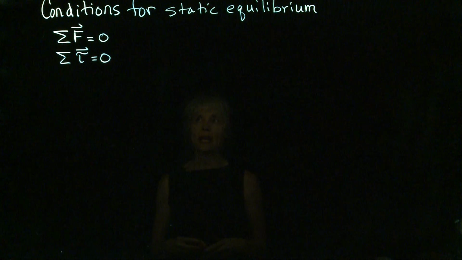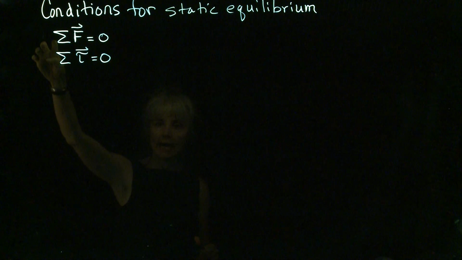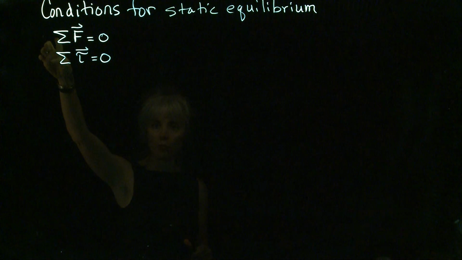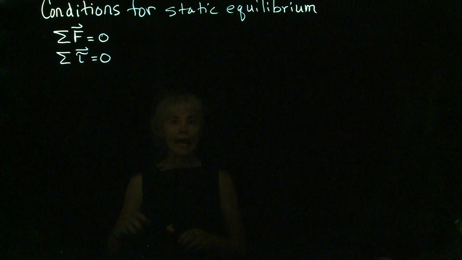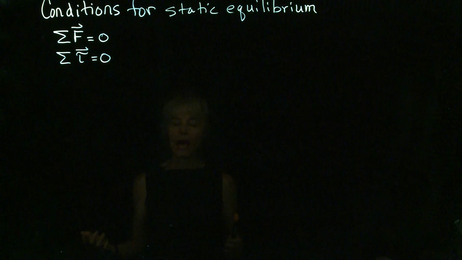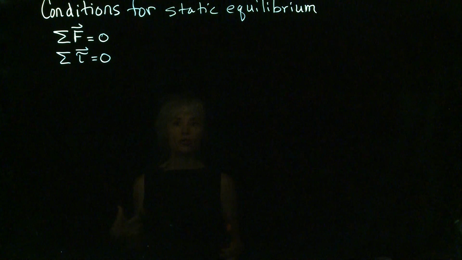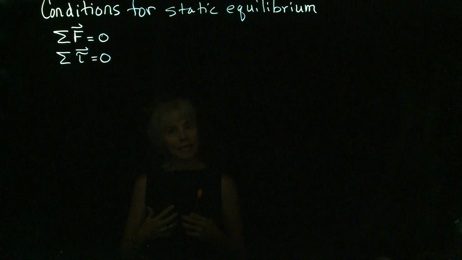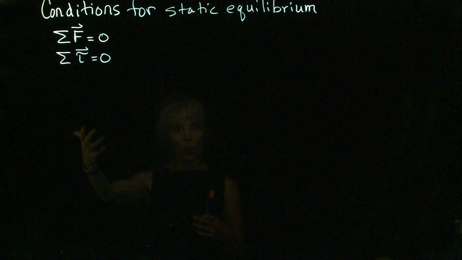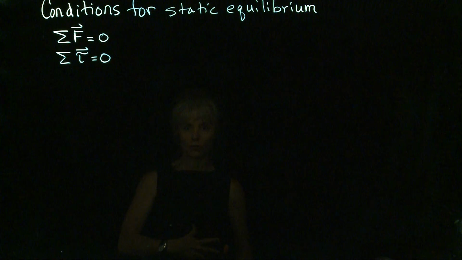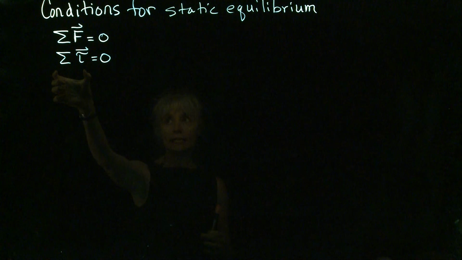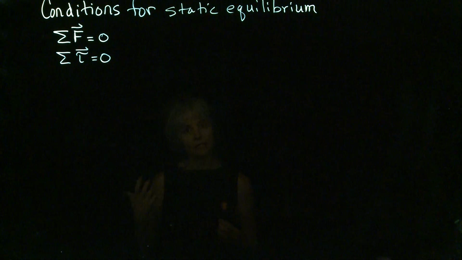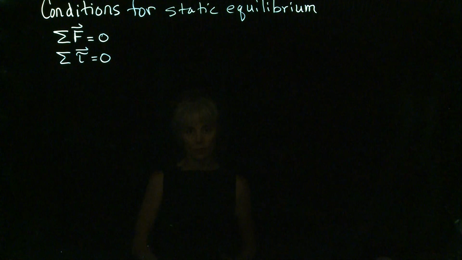So the two conditions for static equilibrium are that the sum of all forces acting on the object must add to zero. And the second condition is the sum of all torques that are acting on an object must sum to zero. So we can have several different forces acting on an object, and for each force that is acting, we must calculate the resultant torque exerted by that force. And then each and every torque must be added together to see if that sum is zero or not. If the sum is not zero, then the object is not in static equilibrium.